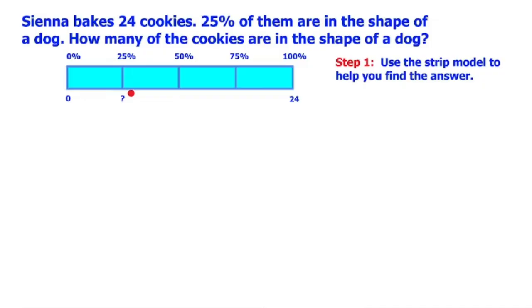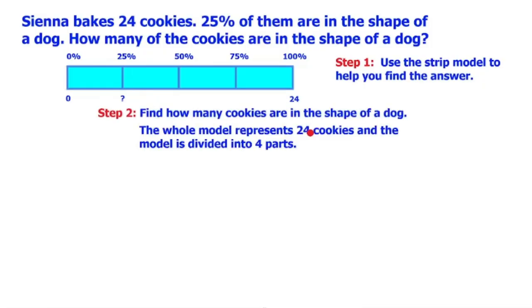So find how many cookies are in the shape of a dog. So the whole model represents 24 cookies, and the model is divided into 4 parts. So from here to here represents the whole, which is all 24 cookies. And 25% of them are in the shape of a dog, and we just need to find this number.